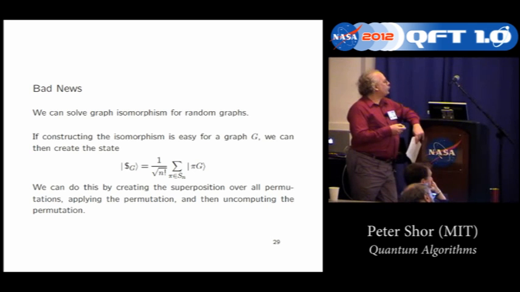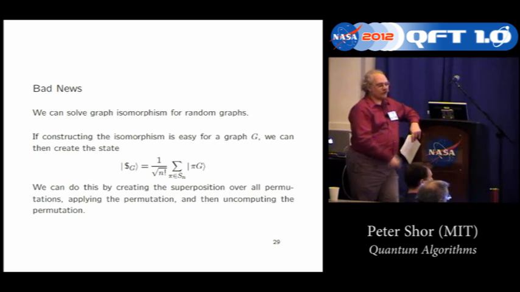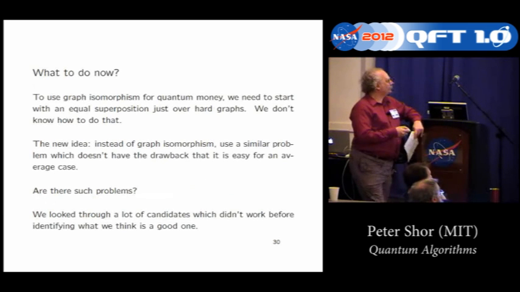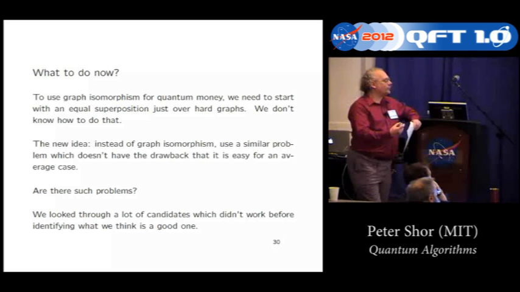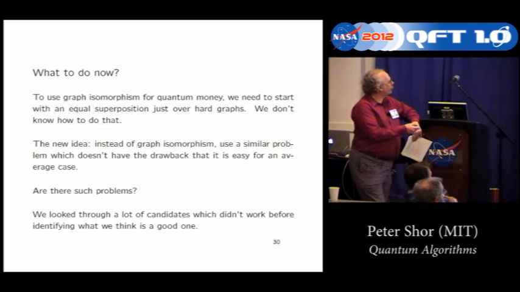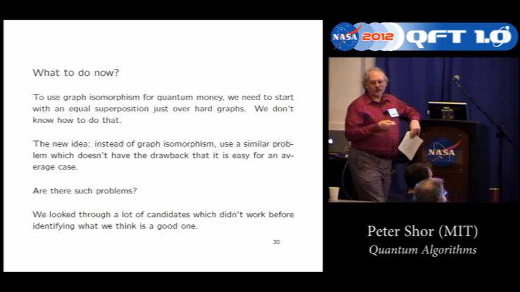And now, if you have a graph you can solve graph isomorphism for, then you can construct this state. And how do you do that? Well, you create the superposition over all permutations, you apply the permutation to the graph, and then you uncompute the permutation. And uncomputing the permutation is exactly the same as solving graph isomorphism for this graph G. In other words, the problem of given two isomorphic copies of G, find the isomorphism. So graph isomorphism doesn't work.